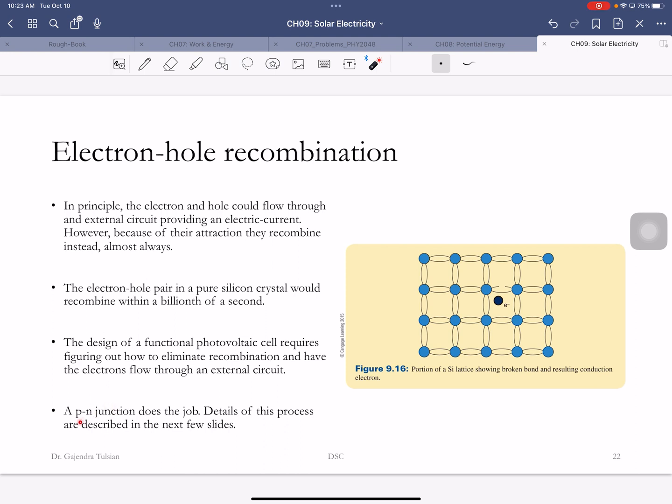A p-n junction. This is what you want to remember, and you've had LED bulbs. That's what they use. So an LED bulb and a photovoltaic cell are exactly the same. In a photovoltaic cell, you're using photons to produce electricity. In an LED bulb, you're using electricity to produce photons. So they're doing inverse things.